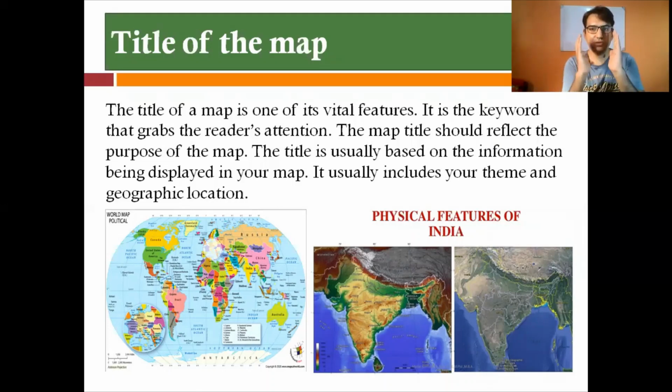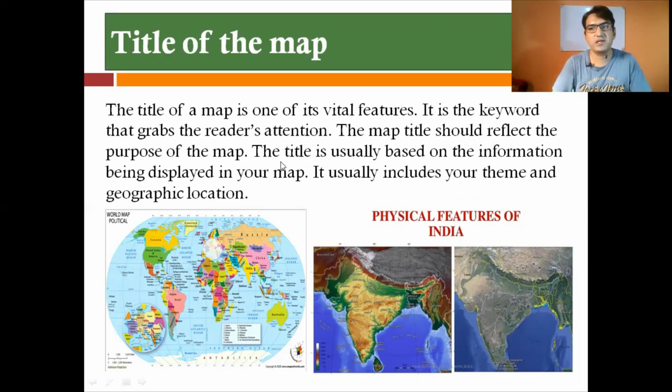Once you look at the map and you see the title of the map, you almost understand what that map is telling you. When you see the title, you almost understand that, and from it you get to know what will be in this map or what the purpose of this map is. So the map title should reflect the purpose of the map.